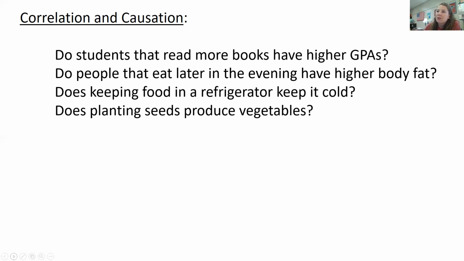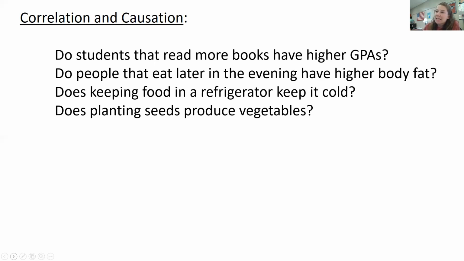Does keeping food in a refrigerator keep it cold? Well, we would not own refrigerators if they didn't keep our food cold, right? So refrigerators cause our food to stay cold. So that is a causation. And we know that through research, through the history of having refrigerators.